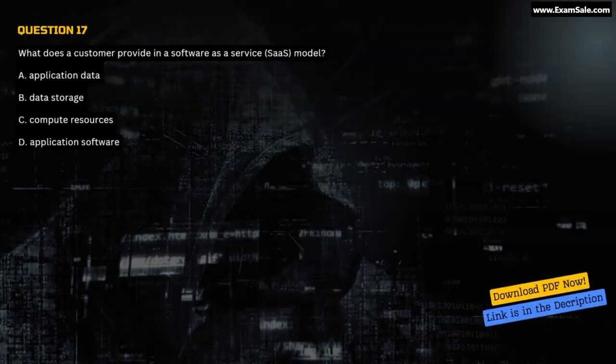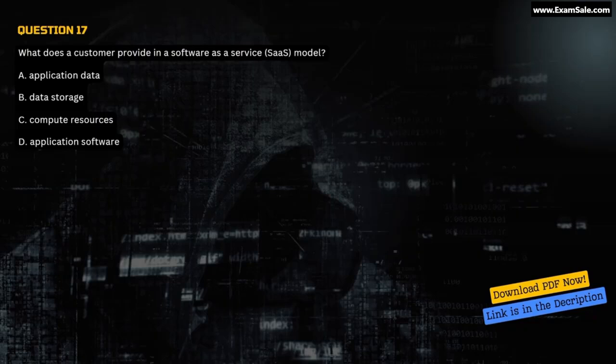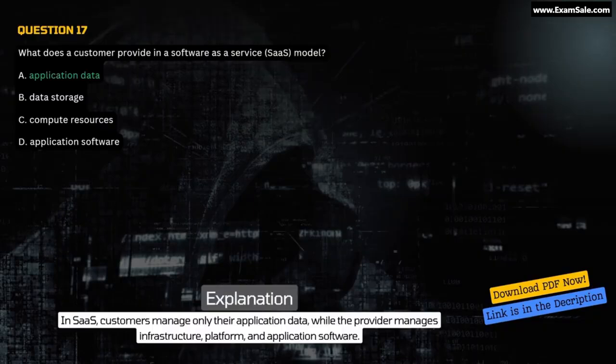Question 17. What does a customer provide in a software as a service SaaS model? A. Application data. B. Data storage. C. Compute resources. D. Application software. Correct answer A. Application data. Explanation. In SaaS, customers manage only their application data, while the provider manages infrastructure, platform, and application software.